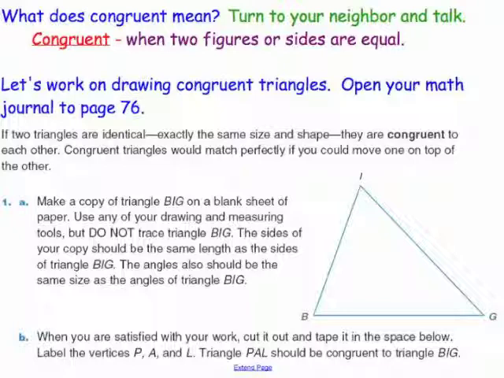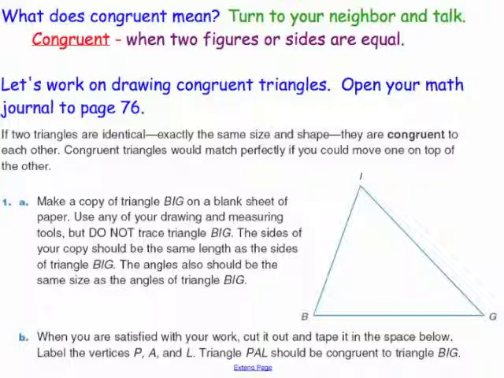So go ahead and open up your math journal, page 76 with me. If 2 triangles are identical, exactly the same size and shape, they are congruent to each other. Congruent triangles would match perfectly if you could move one on top of the other. So you are going to be making a copy for number 1A. Make a copy of triangle big on a blank sheet of paper. Use any of your drawing and measuring tools, but do not trace the big triangle.